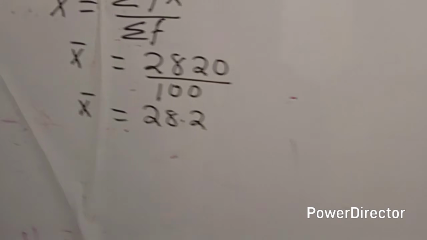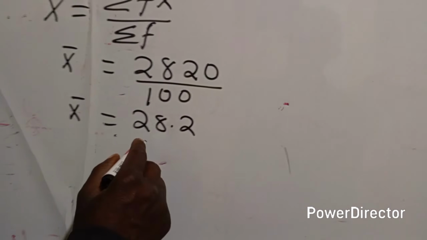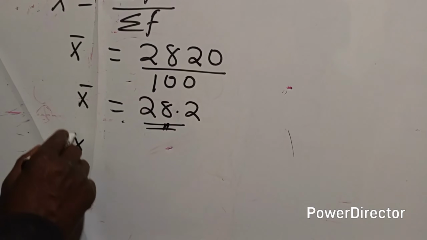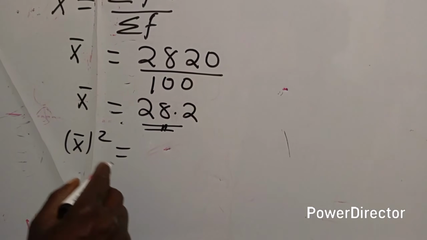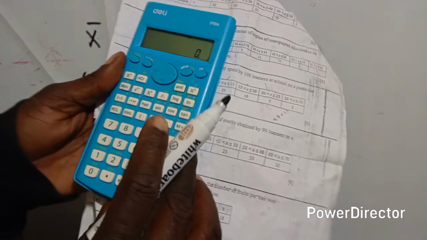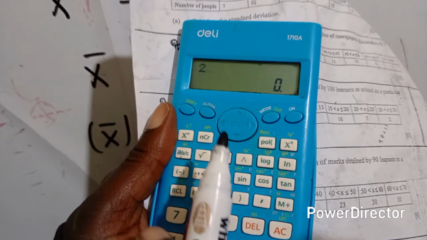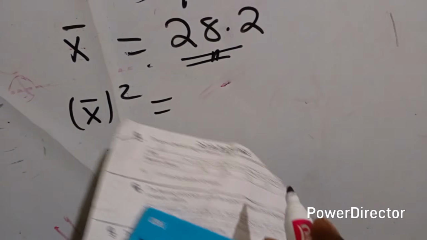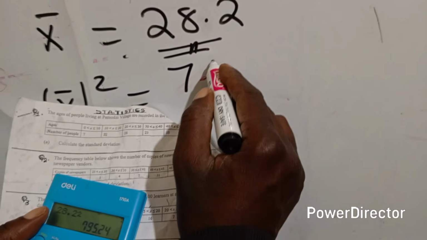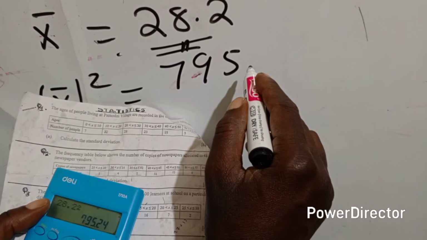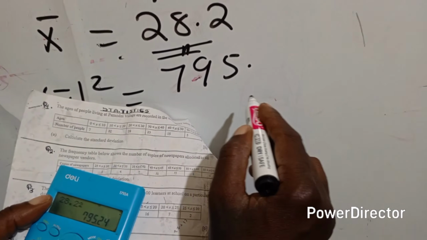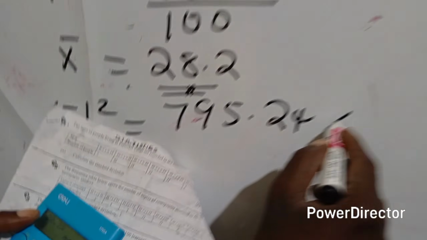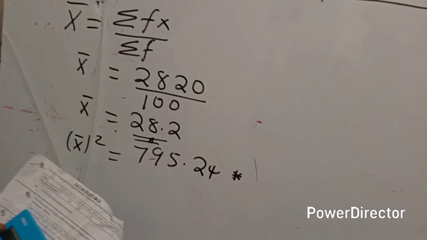So this mean is very, very important. You leave it. You say, okay, this is my mean, but this is not the final answer. Now you have to square this mean. Let's hope our camera can catch that one. Ladies and gentlemen, see what I'm doing. I'm going to square this. What I have is this number, 795.24. So this number is very, very important. You put a star.